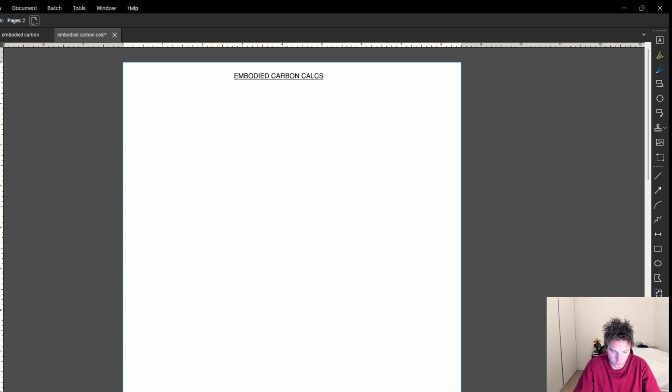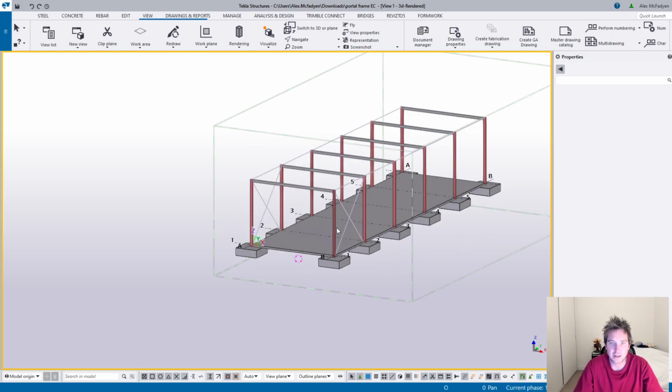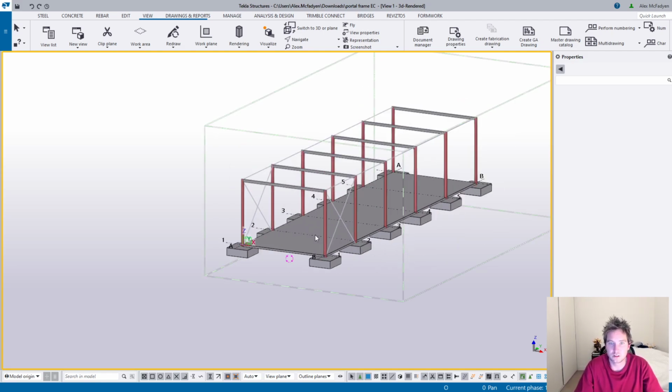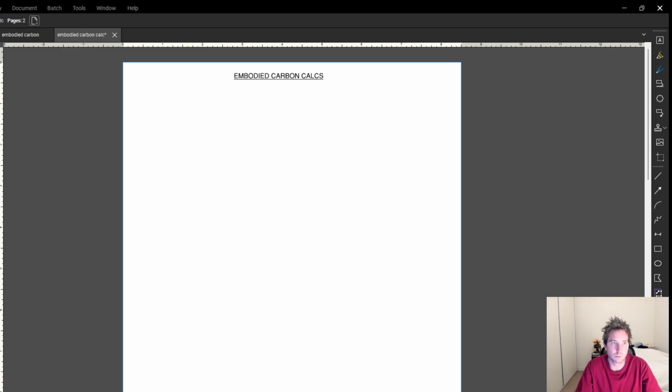So what I'm going to be using as an example is this really basic steel portal frame. It's just a portal frame with some bracing, slab on ground and some footings. So let's get straight into it in terms of what's required to calculate the embodied carbon for this steel portal frame. I've got 4 steps here.